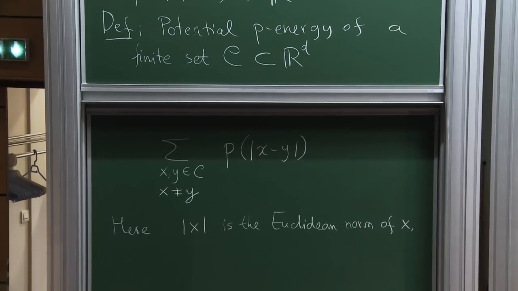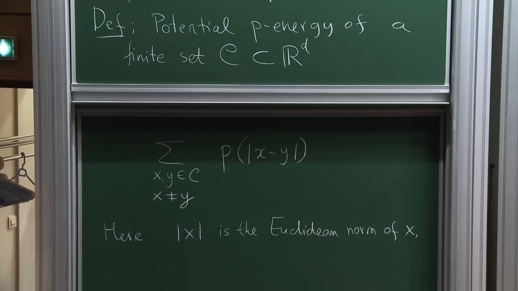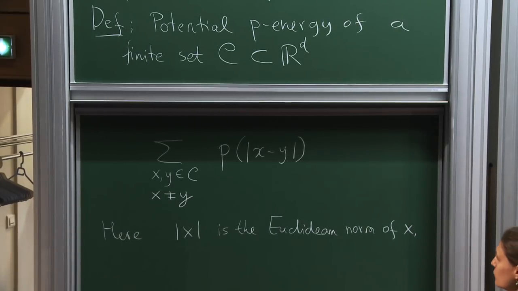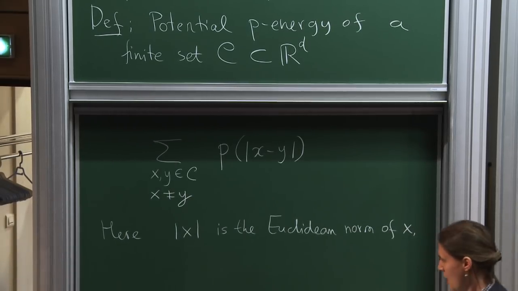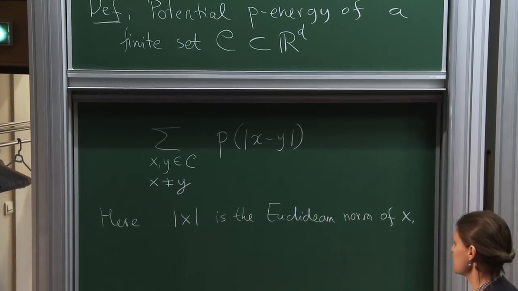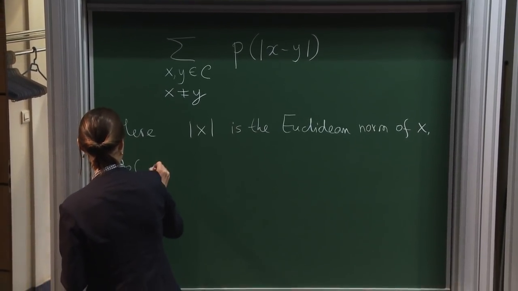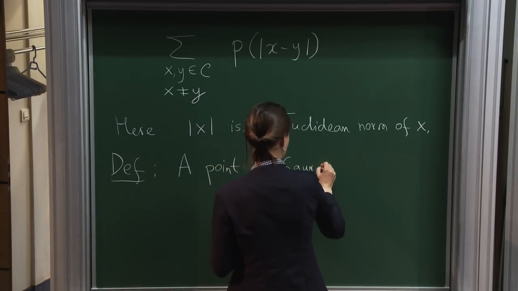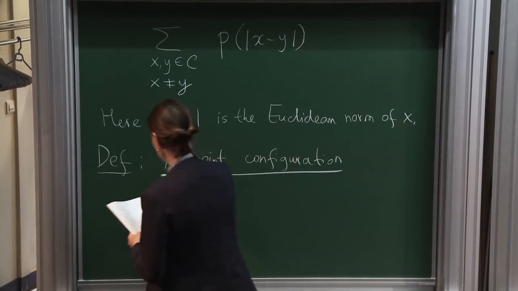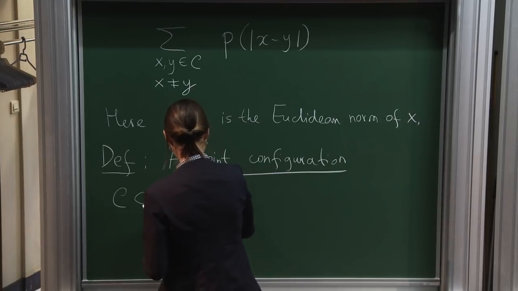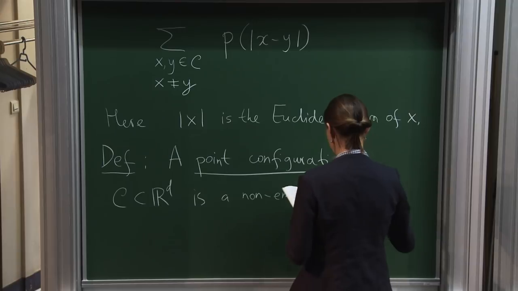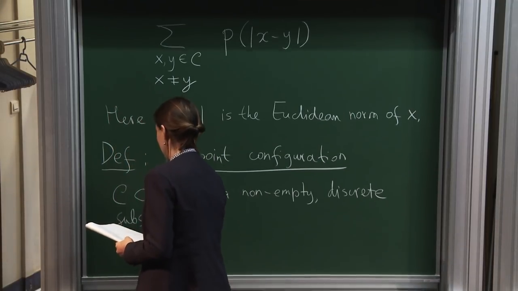But of course, because we're working in a Euclidean space, being able to compute this energy only for finite sets is not very interesting for us. For example, we think about possible physical applications, and then we want to study something like a crystal. So we would like to give a definition which would work for infinite configurations. But giving a reasonable definition which works for all sets is a bit too difficult. So we will restrict ourselves to good subsets, which we call point configurations. A point configuration in the Euclidean space is a non-empty discrete subset of the Euclidean space.